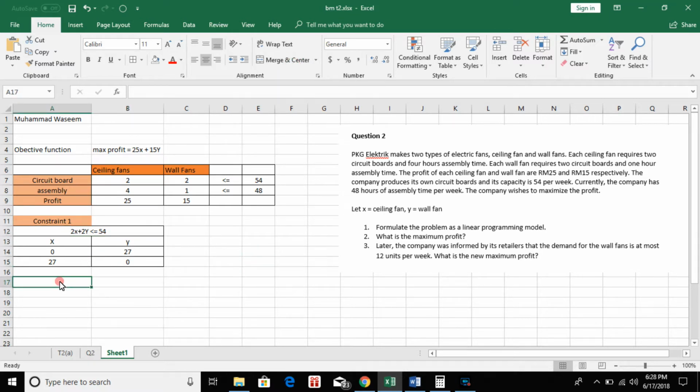for our constraint 2, we have to extract the constraint for assembly which is 4x plus 1y is less than or equal to 48.